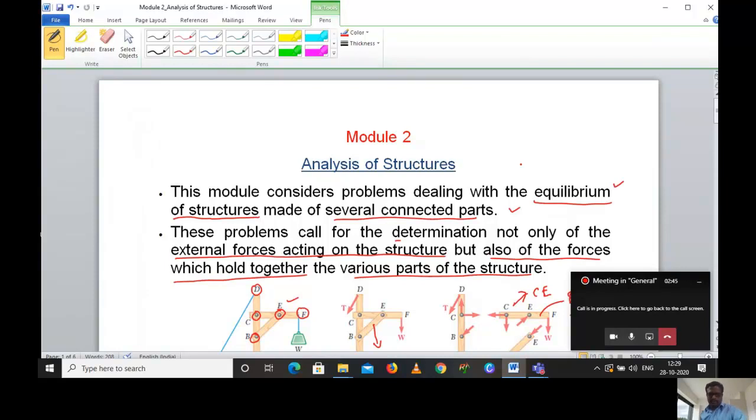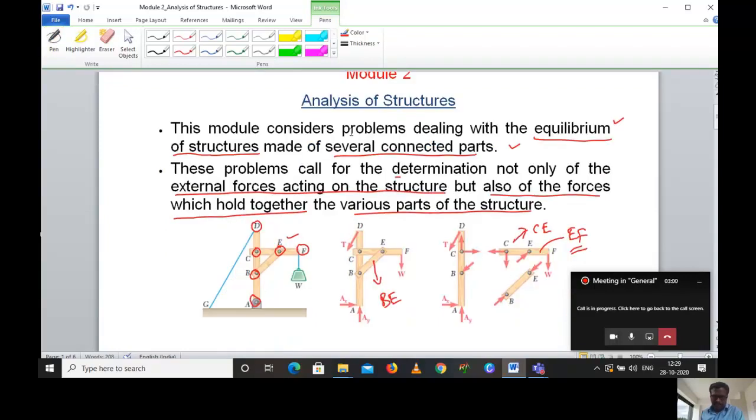Okay, good morning students. So we are going to see today module 2, that is analysis of structures, and this module considers problems dealing with the equilibrium of structures made of several connected parts. Already I discussed in the class, so here is a small video for better understanding. In the analysis of structures module, we are going to consider the problems that are dealing with the equilibrium of structures.